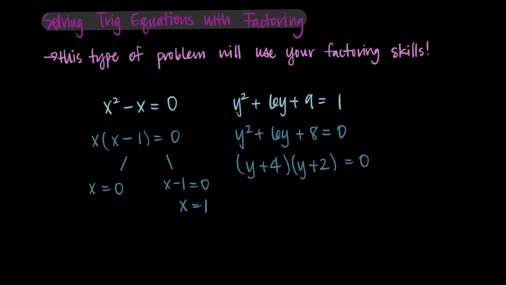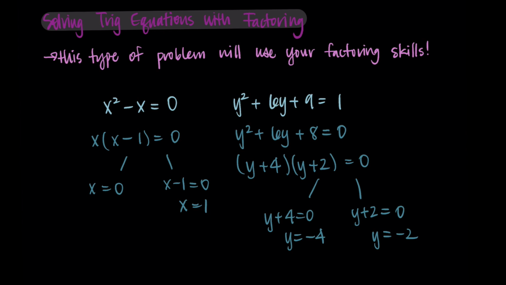So now that we have these two factors multiplied together to get 0, we know that one of them needs to equal 0. So we can set up two equations to get two solutions. We have y plus 4 equals 0 and y plus 2 equals 0. With the y plus 4, we move the 4 to the other side, and we have y equals negative 4. With the y plus 2, we move the 2 to the other side, and we get y equals negative 2. And these would be my two solutions.